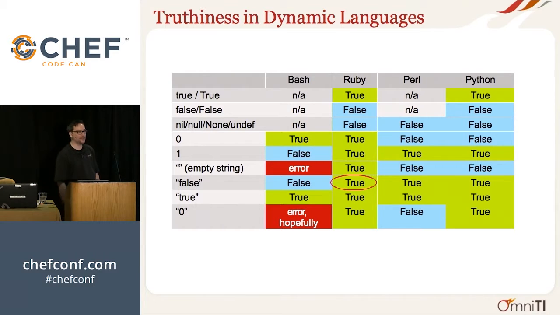Here are 4 common dynamic languages. The first 2 we kind of expect ops users to have some familiarity with, and people may have familiarity with the other 2 too. But as you can see, there's no consistency between them. The circled one is our problem here, and I'm just going to go ahead and say this loudly. The only 2 false things in Ruby are the literal false and nil.